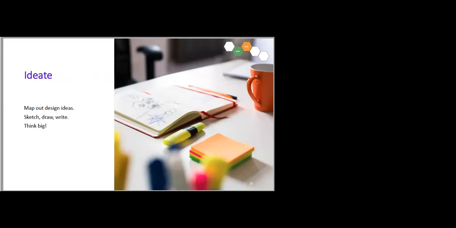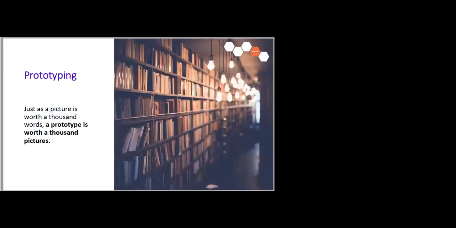And you can use lots of different tools to do this, just plain old paper. You can go online and use shared whiteboards. There's lots of ways to navigate that. And then once you have some ideas, you're going to select, you're going to narrow it down and figure, okay, what are the ones we want to move forward with? So now you're going to start prototyping.